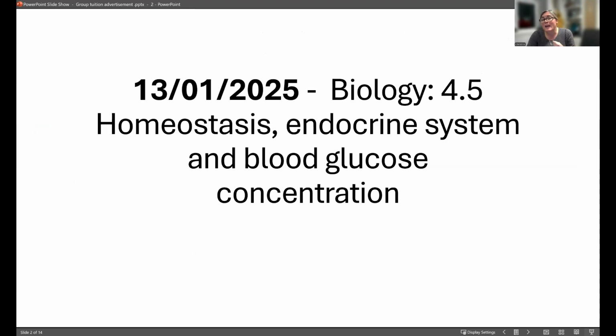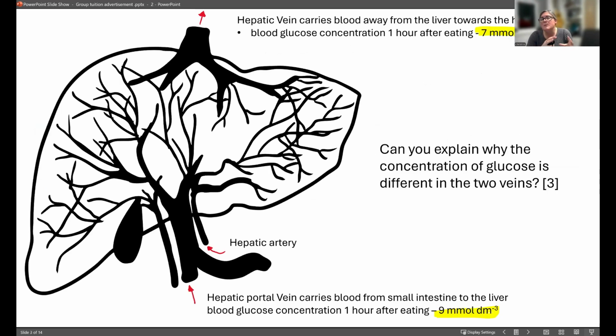So we're going to look at the endocrine system. Now, it could be that you're given an exam question, for example, like this, that says, can you explain why the concentration of glucose is different in two veins? So you should know about the hepatic portal artery, the hepatic portal vein, and the hepatic vein. Well, what I'll be doing is giving you the reasons why there may be a difference between the concentration that goes in from the hepatic portal vein to the concentration coming out in the hepatic vein.